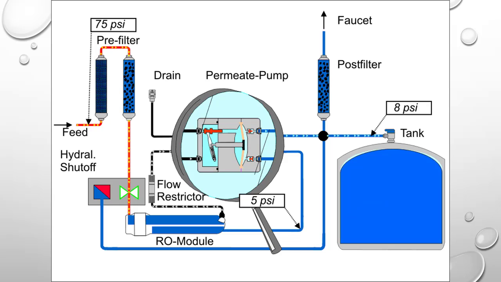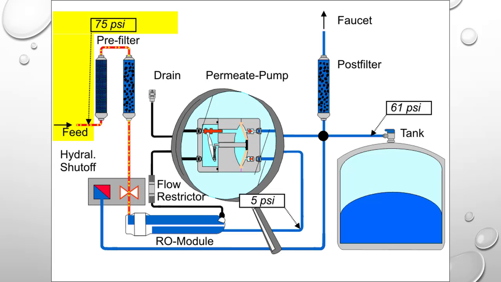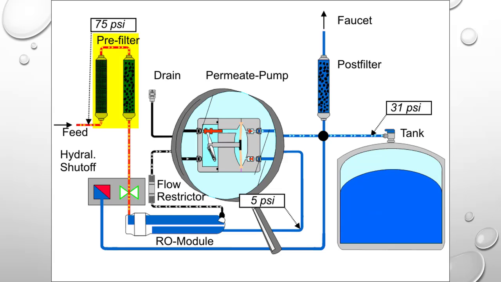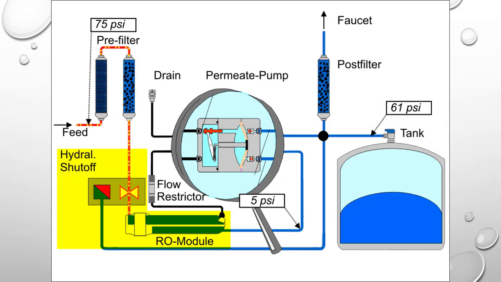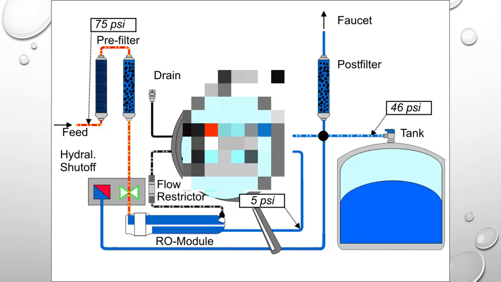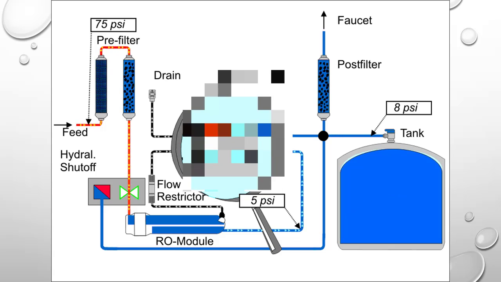Starting on the left, you see the pre-filters and 75 psi as an example of incoming water pressure from the home. The water is going to pass through the two pre-filters that you see in this particular animation, and the water is now going to pass into the membrane through the hydraulic shutoff. Now let's just ignore the pump as well as the magnifying glass just for a moment.